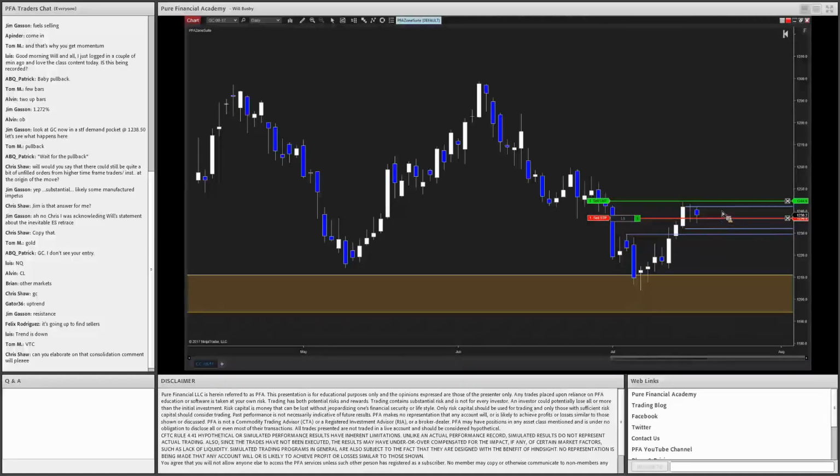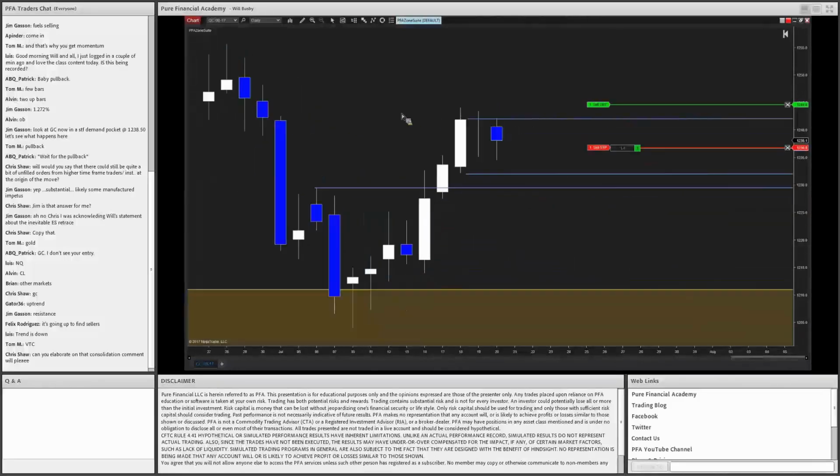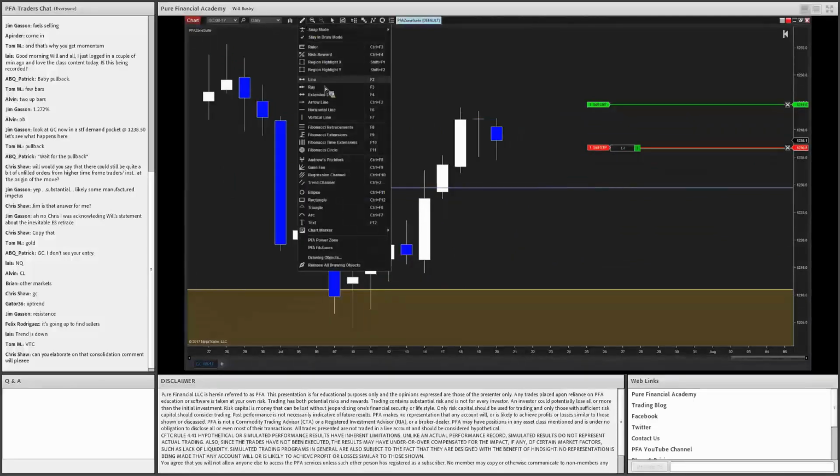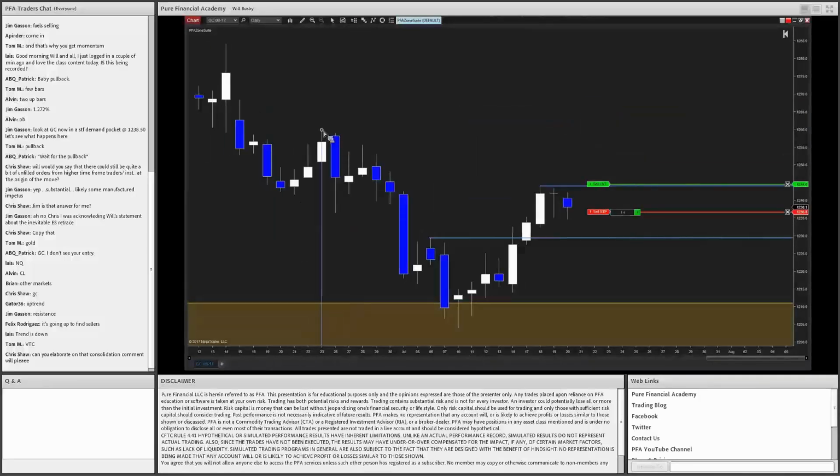I'm going to give an if-then-else thought process, okay? Here's what we're going to look at. We're going to say if this structure high is violated, then we expect to take out this structure high here. Okay? This will be the second area, but where I would expect to see price actually stop or halt would be right here and above.